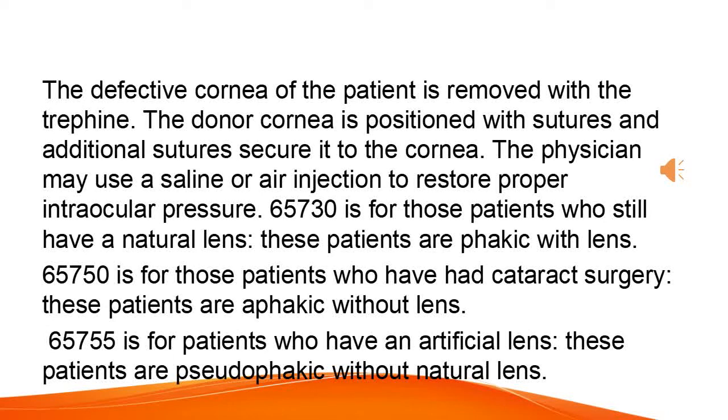65,730 is for those patients who still have a natural lens. These patients are phakic, with lens. The next code is for those patients who have had cataract surgery. These patients are aphakic, without lens. The last is for patients who have an artificial lens. These patients are pseudophakic, without natural lens.